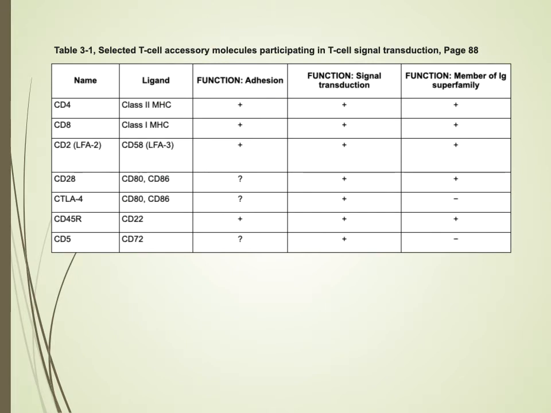So again, there's a number of different accessory molecules that are important for T cell signal transduction, and we've already alluded to this, but it's also similar to the B cells. Some of these CDs, these accessory molecules, are important for adhesion. You can think of this as binding and stabilizing the receptor and also the MHC or other accessory molecules. Some of them are related to signal transduction, and some of them function as members of the Ig superfamily.